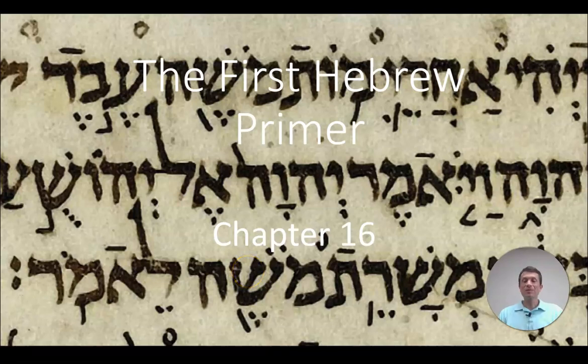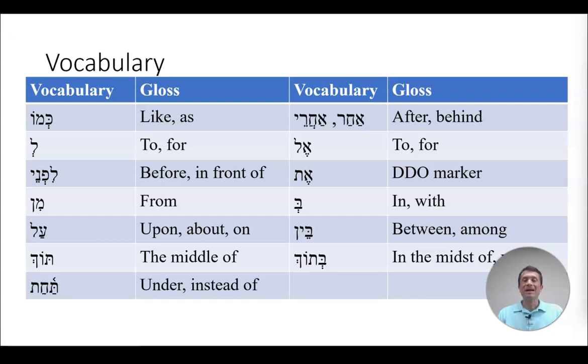Welcome to the First Hebrew Primer, Chapter 16. Let's look at that vocabulary. In the upper right here, we have a preposition, achar. There's an alternate form, achare, and it means after or behind. Achar, achare.